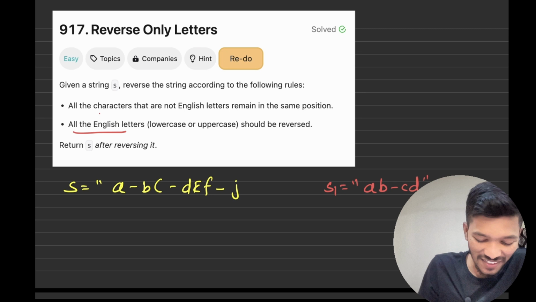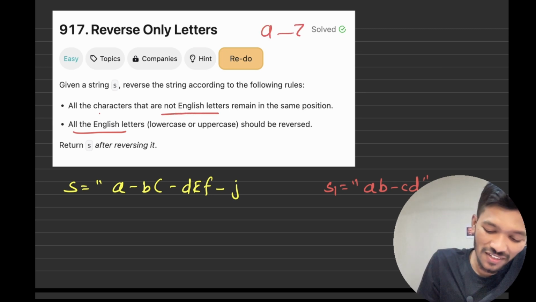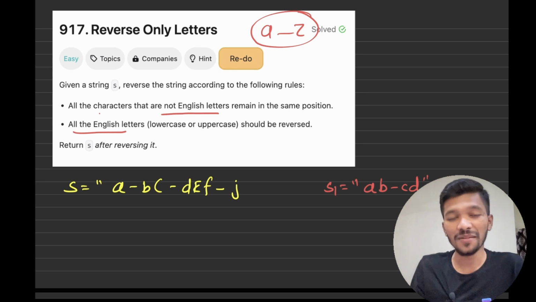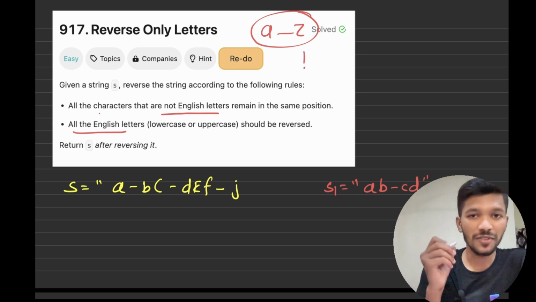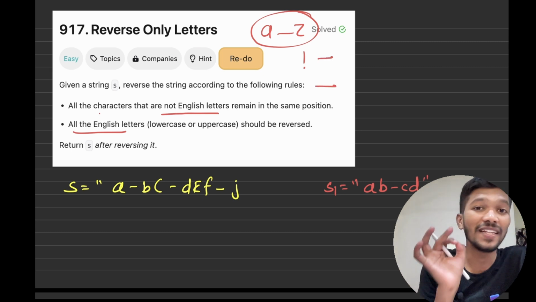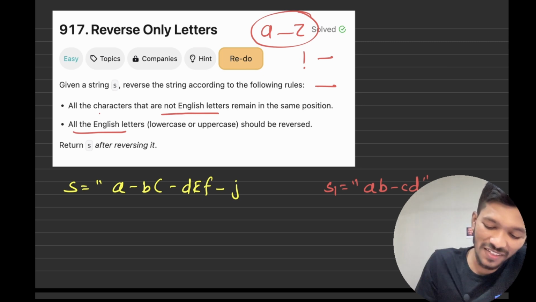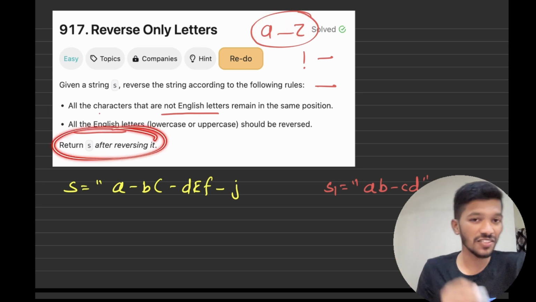The second rule says that apart from those letters, which are not English characters, meaning A to Z, if you have any character in between them, those characters should remain as they are. For example, any special symbol like exclamation mark, hyphen, underscore, whatever characters you have, should remain the same. Only the English alphabets from A to Z need to get reversed. And finally, we need to return the string after reversing it.